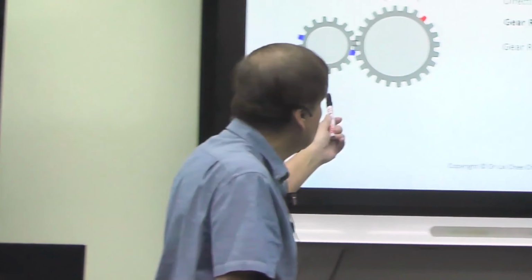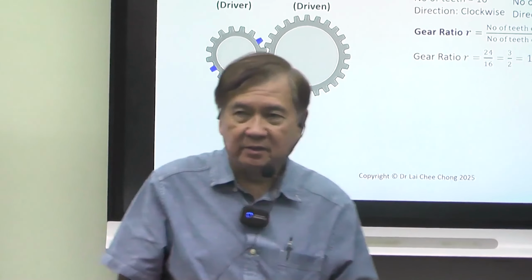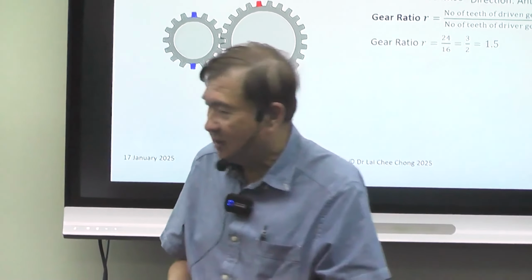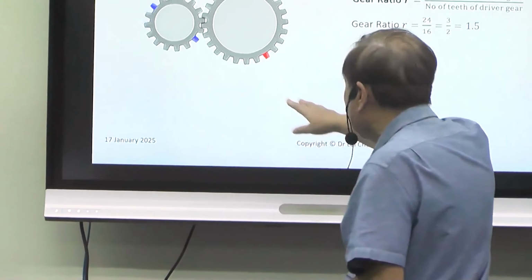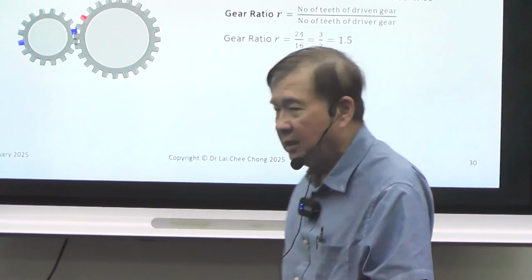Now let's finish up on the gear first. Now we're talking about two interlocking gears. That means they mesh together. And you can see that when they turn, if you turn one clockwise, the other gear must turn in the opposite direction, which is anti-clockwise.